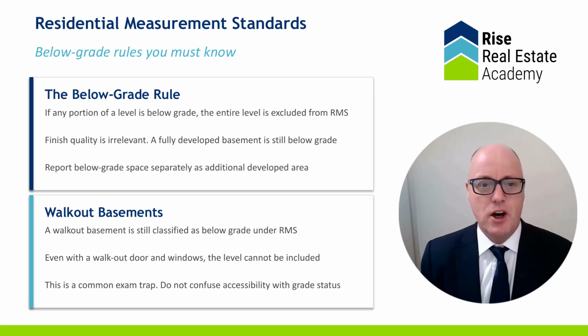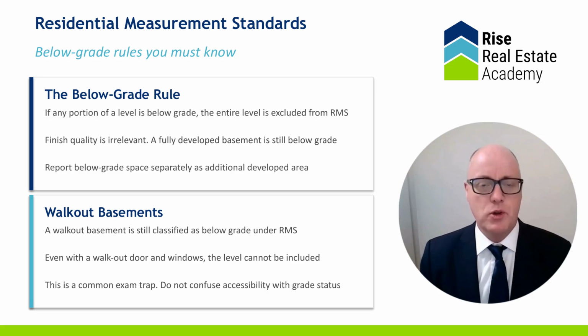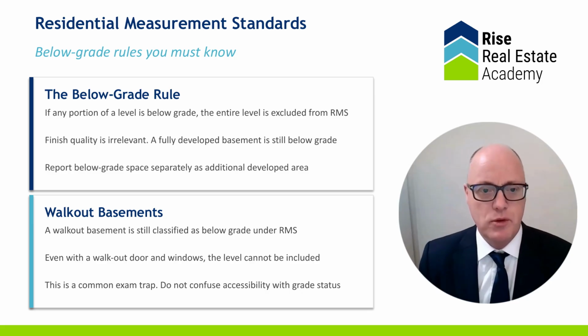All right, let us start with residential measurement standards, because this is one of the areas RECA tests the hardest. The key rule you need to remember is this: if any portion of a level is below grade, the entire level must be excluded from your RMS calculation. It does not matter how finished it is. You could have a beautiful developed basement with hardwood floors and a full kitchen. It is still below grade, and it cannot go in the RMS number. You report it separately as additional developed space.